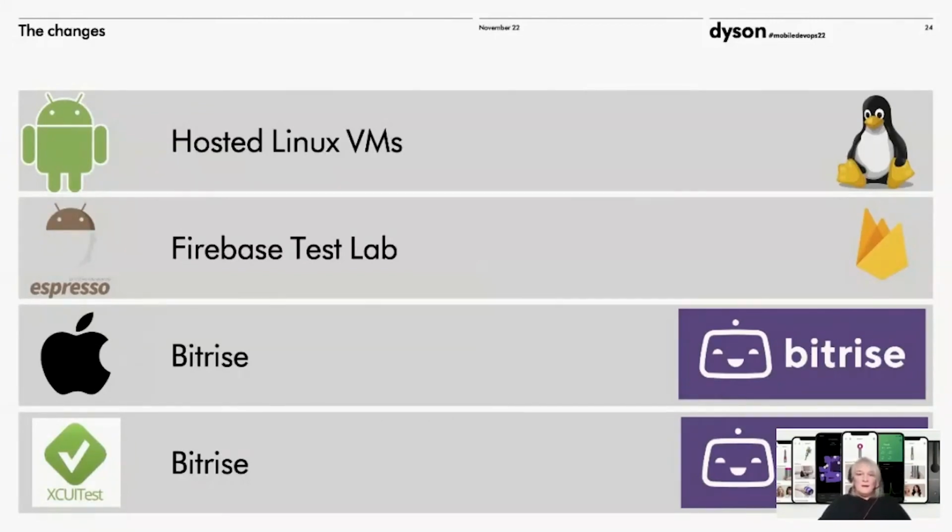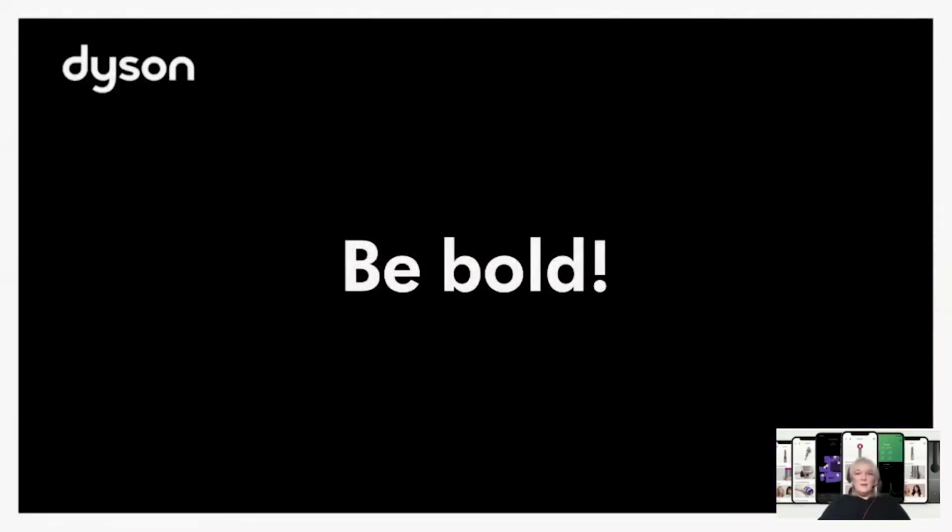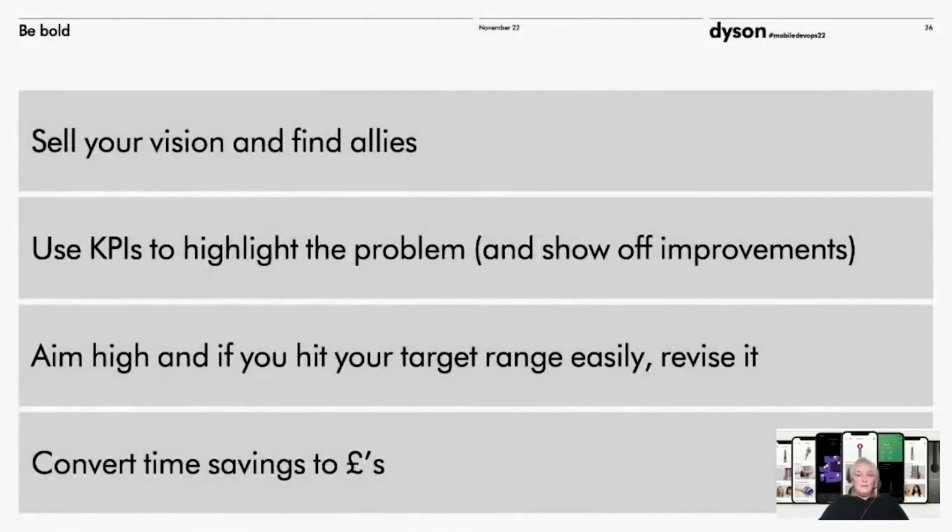So the final takeaway from this really is to encourage people to not be afraid and to be bold and to try and make the change. And for me, the key things really are: go out there and sell your vision, and find some allies, people who can help you spread your message and spread your vision. Define some KPIs and use those to highlight your problem. It works really well, a visual indicator to show where the problems are in a really simple manner. And it also really helps you to show off your improvements.